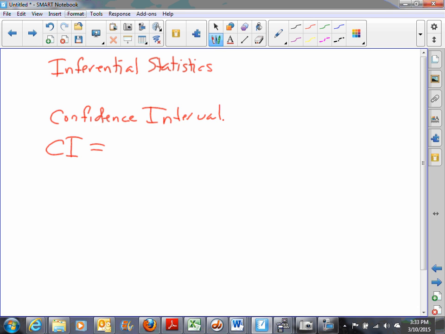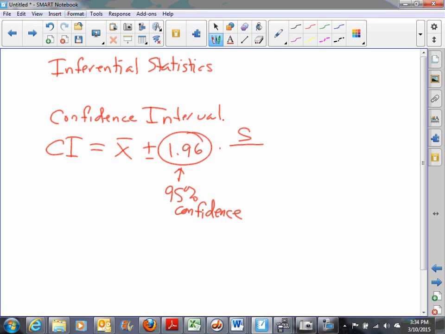The confidence interval is going to be X bar plus or minus a number. Now, the book uses 1.96. That's the number that you would use for a 95% confidence interval. In other words, we are 95% confident, or 95% of the time we would expect the actual population value to fall in this interval, but it doesn't end there. 1.96 times S over the square root of N.